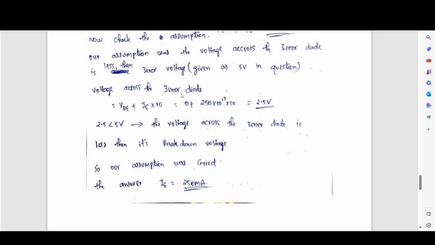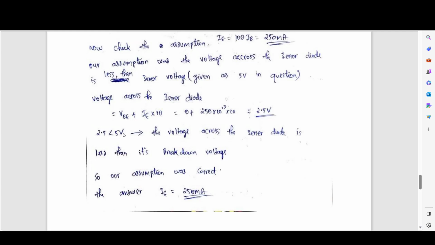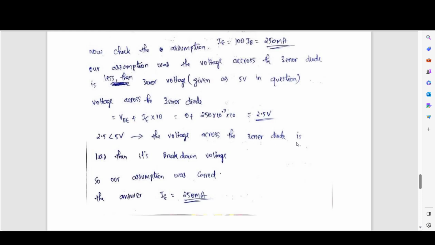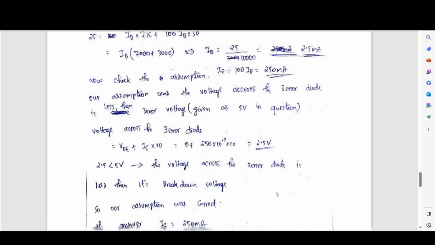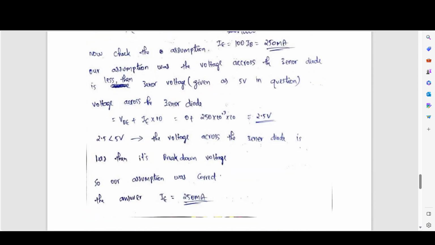Voltage across the Zener diode equal to VBE plus IE into 10. VBE is 0, it is mentioned in the question. So IE into 10 means 250 milliampere into 10 ohm, that is 2.5 volt. So 2.5 volt is less than 5 volt. Our assumption is correct. The voltage across the Zener diode is less than its breakdown voltage. If the assumption is correct, then whatever answer we got is correct. So the correct answer is 250 milliampere.